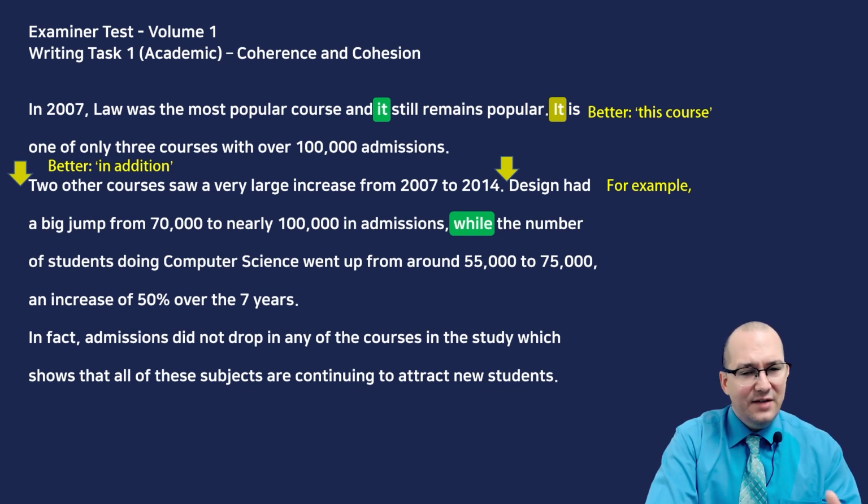So this is actually kind of a grammar word, but it's actually a connecting word. So while the number of students doing computer science went up from around 55,000 to 75,000, this word is connecting 2 times. It's showing that 2 things happened at the same time. So this actually is a good connecting word.